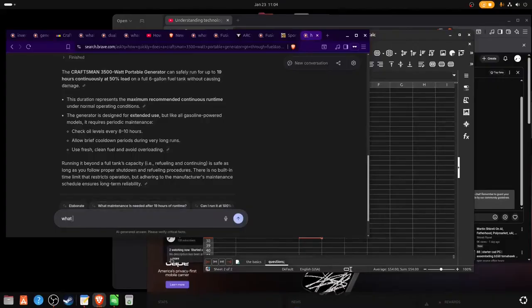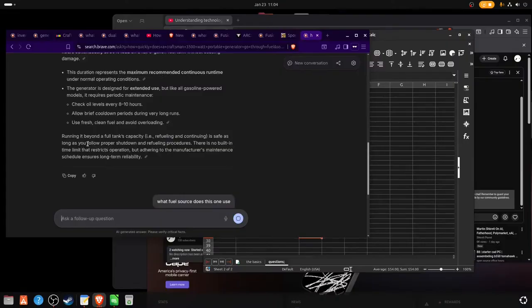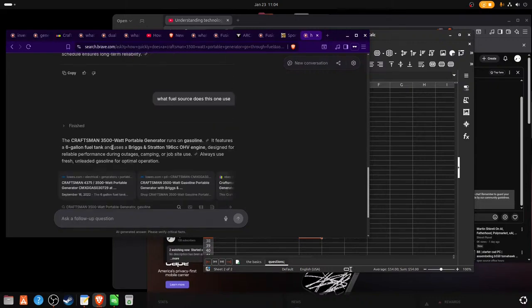What fuel source does this one use? I just assumed gallons meant gasoline. I'm pretty sure it's gasoline, but use fresh, clean fuel. Okay. Runs on gasoline. 196 cc engine. Oh, interesting. Okay, so I don't know. I kind of want to compare it.